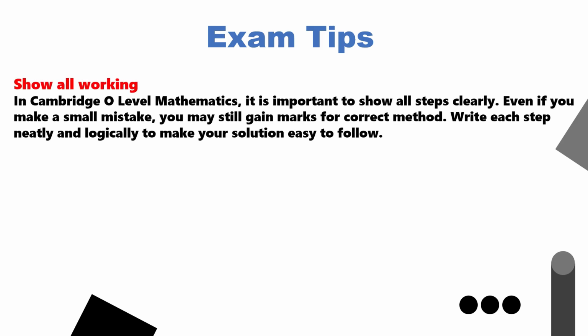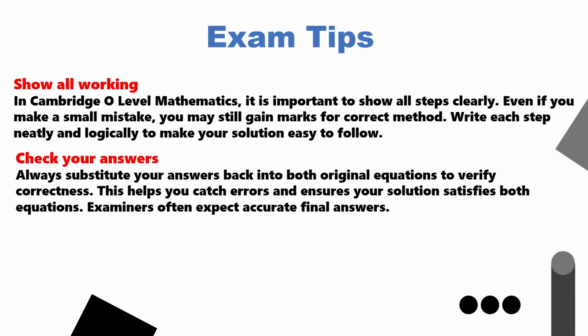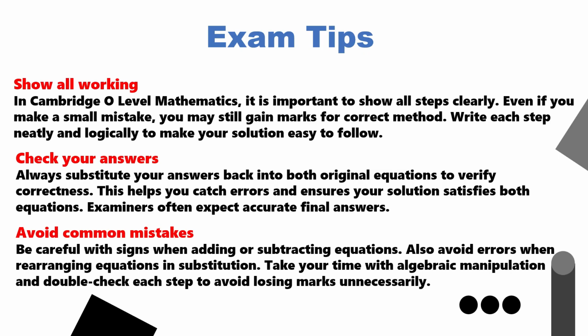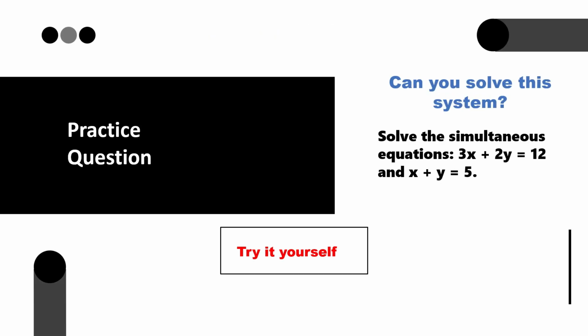Always show all your working clearly, because you can earn marks for the correct method even if your final answer is wrong. Always check your answers by substituting them back into both equations. Also, be careful with signs when adding or subtracting equations, and take your time when rearranging expressions. Now, try this practice question. Solve the equations 3x plus 2y equals 12 and x plus y equals 5. You can pause the video and attempt this yourself using either substitution or elimination.